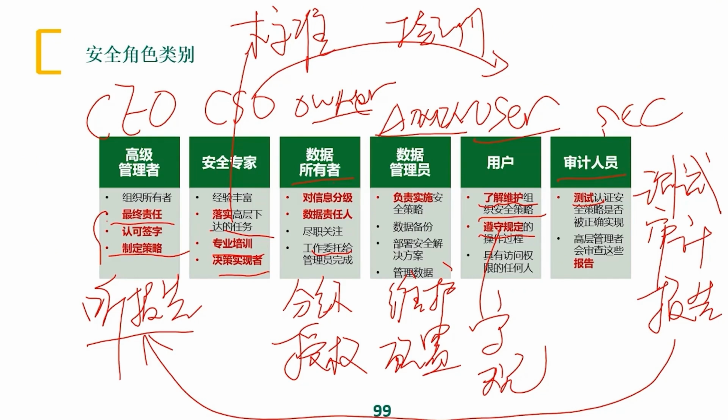So the auditor is what we call a security personnel. His main job is to test and audit, and to produce a report to the senior management: do we have any security issues, or does our compliance meet the requirements? This is the concept. So everyone needs to understand that the security administrator and the system administrator, or the database administrator, are completely two different concepts.